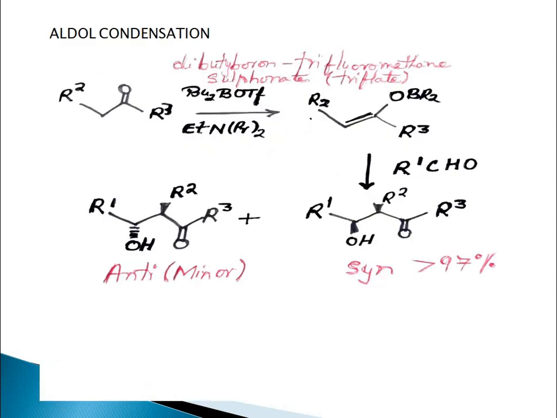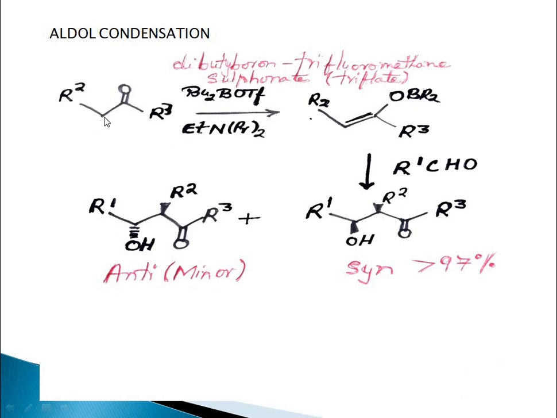So how can we control the aldol condensation? What can we do so that we get one isomer in preference over the other? By using dibutylboron trifluoromethanesulfonate, that is known as triflate. This triflate is used in the presence of a base. In the presence of a base, what will happen?